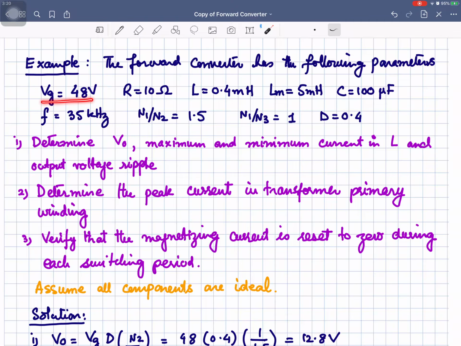Input voltage is 48 volt, resistance is 10 ohm, inductance is 0.4 millihenry, magnetizing inductance is 5 millihenry, capacitance is 100 microfarad, switching frequency is 35 kilohertz, the turn ratio is 1.5 from first winding to the second winding and from first winding to third winding it is 1, and the duty cycle is 0.4.